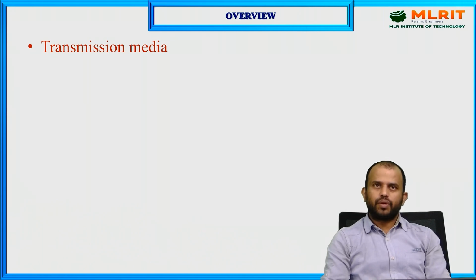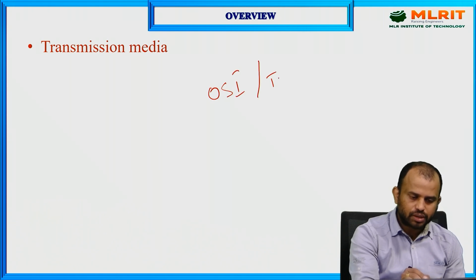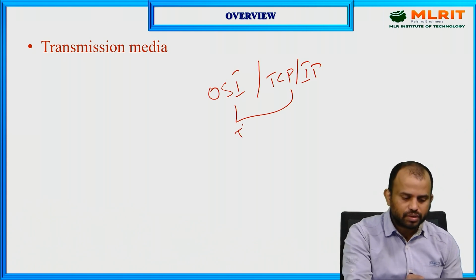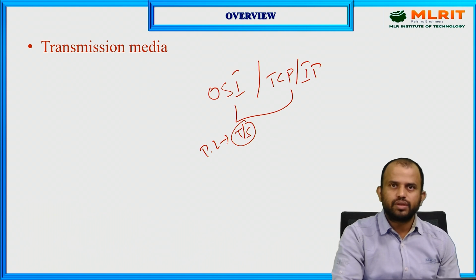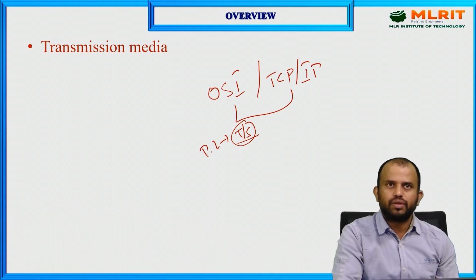As we discussed in previous slides, we covered the OSI model as well as the TCP/IP reference model. In both reference models, the main medium is the physical layer, which means the transmission layer. Information is transmitted from one layer to another layer, or one protocol to another protocol, and transmission media play a key role in this.